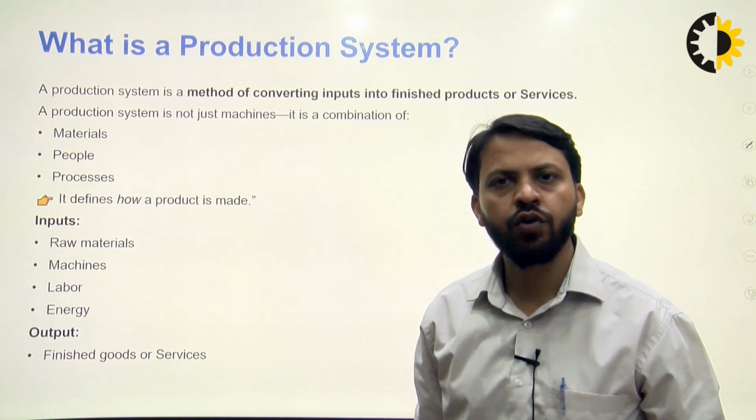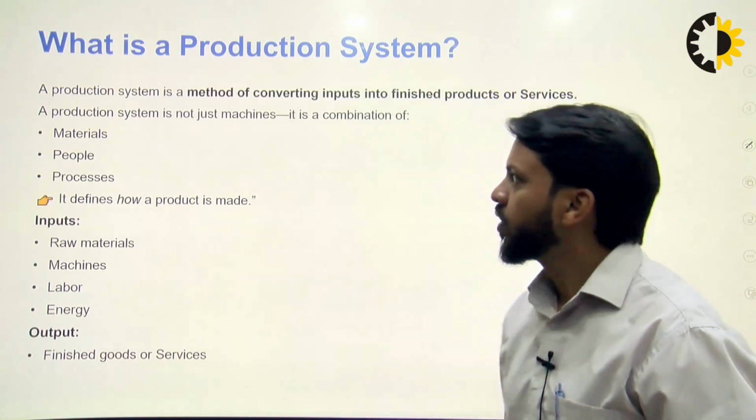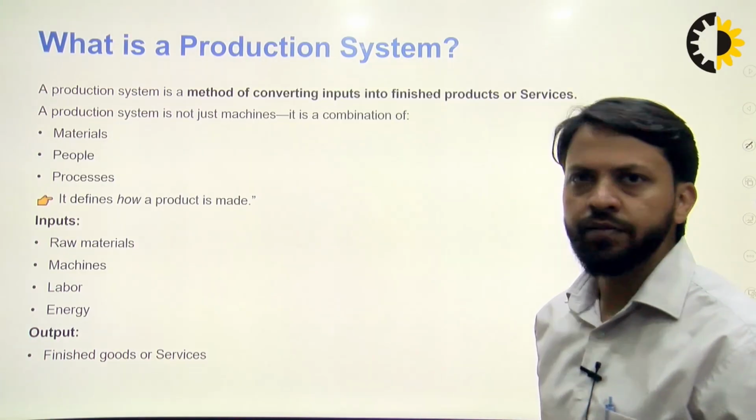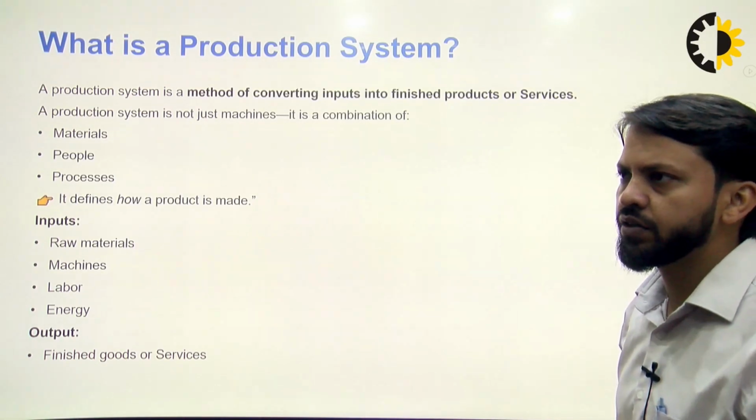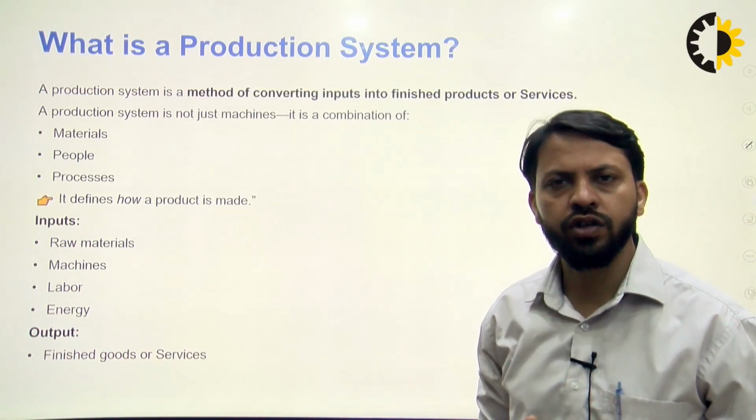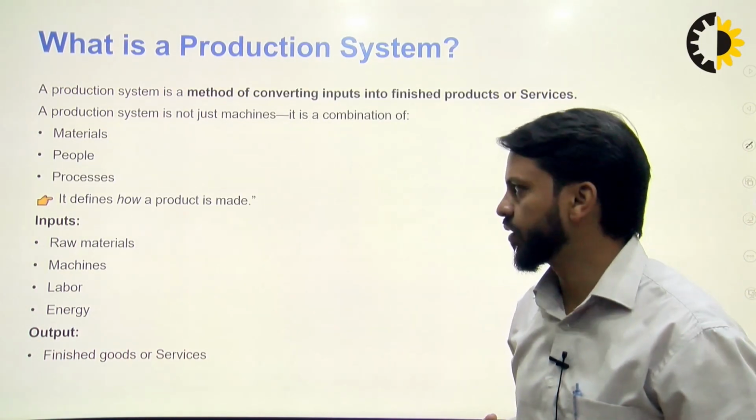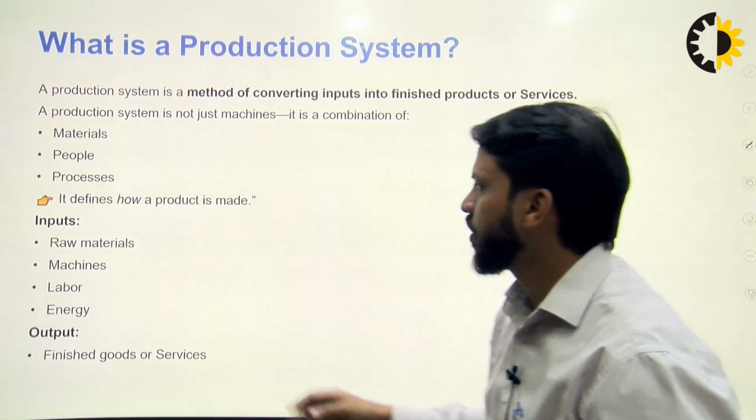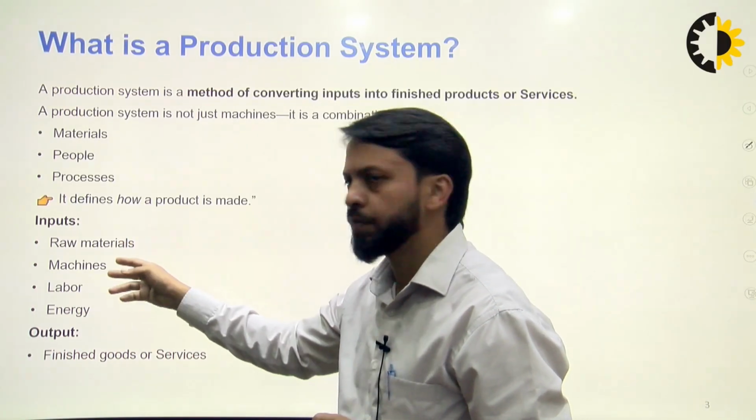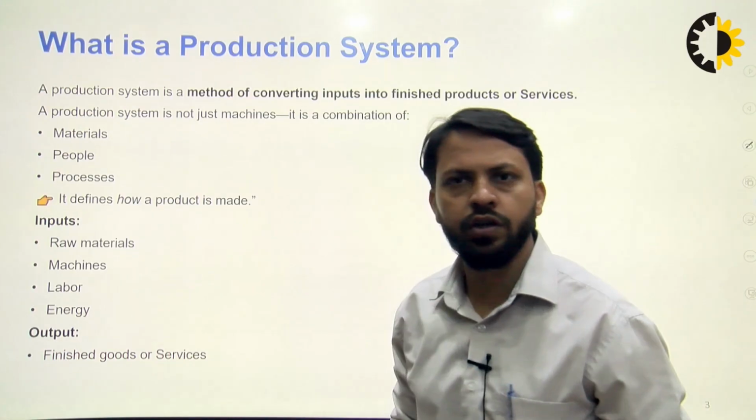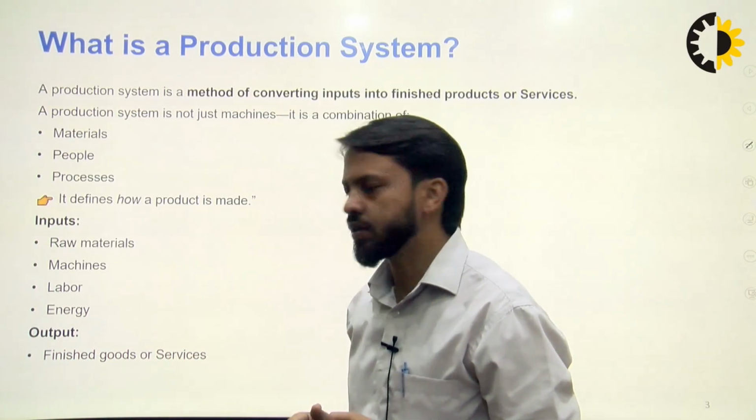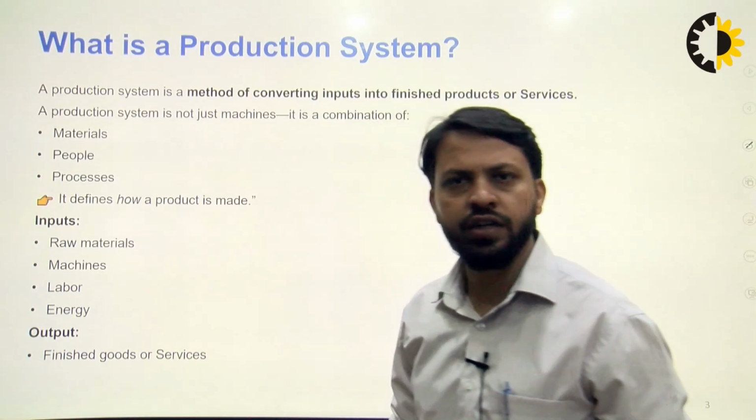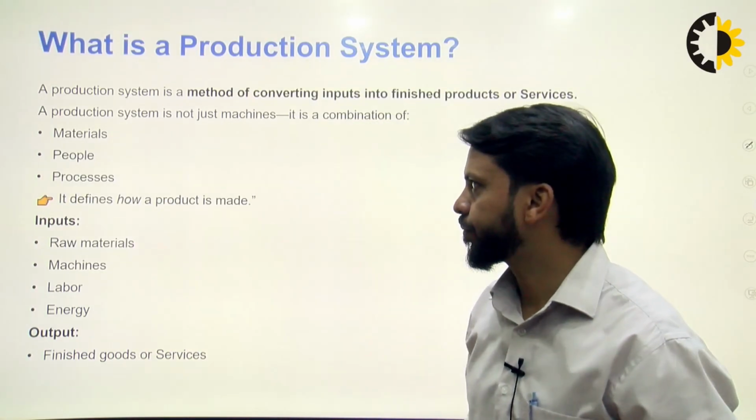So first we have to understand what a production system is. It is a method of converting raw inputs into a finished product. That means we have to finalize our product or service based on some input parameters. What could those inputs be? These could be raw materials, machines that are used in the production or fabrication of the final part, the human resources, and the energy intensity used to develop that part.